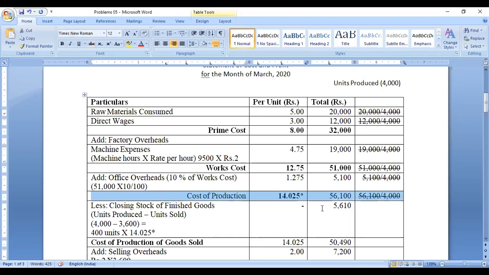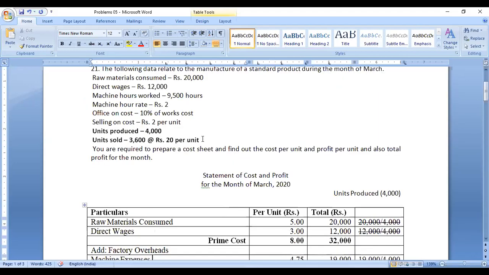From the cost of production, you have to make some adjustments. If the opening stock of finished goods is given, you have to add it, and the closing stock of finished goods you have to subtract. If opening stock of raw materials or work in progress is given, you have to deal with those adjustments too. Here the opening stock of finished goods is not given. The closing stock of finished goods you have to arrive at from these two values.